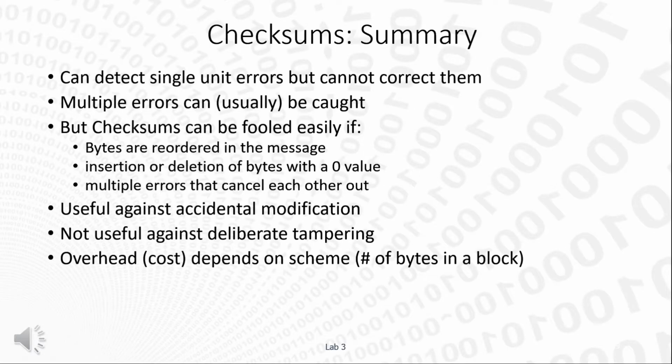In summary, checksums can detect but not correct for errors in a block. They can usually catch multiple errors, but they can be fooled by bytes that may be reordered in the message. So a message with reordered bytes has the same checksum. The insertion or deletion of 0 values also gives the same checksum. Or multiple errors that cancel each other out and produce the same checksum are possible.